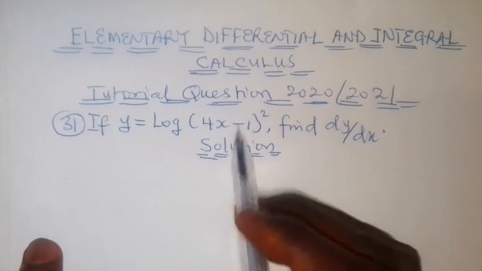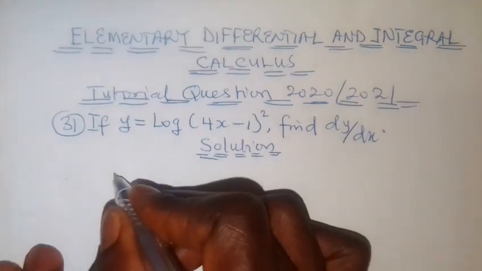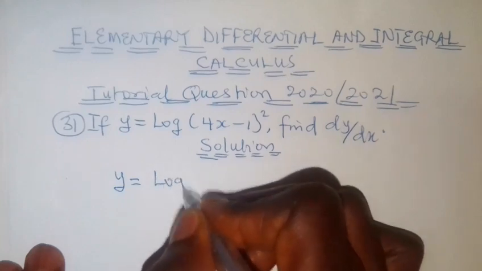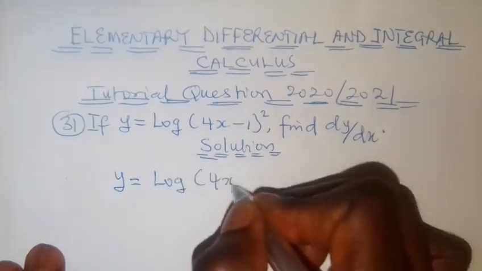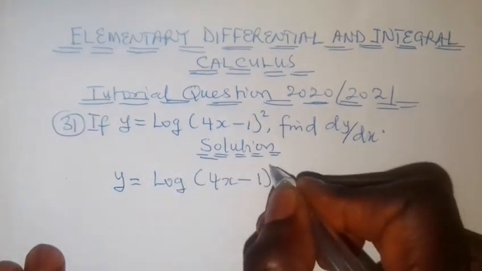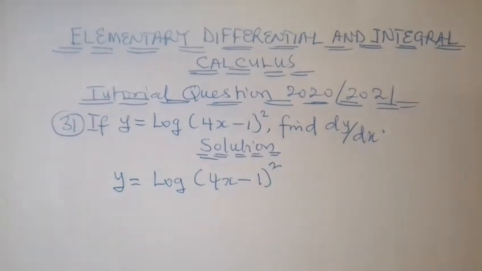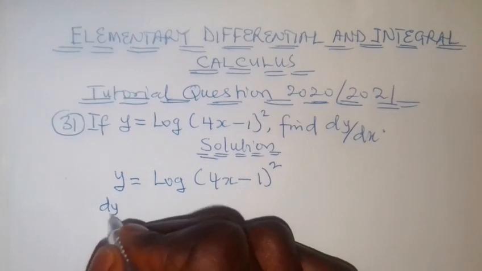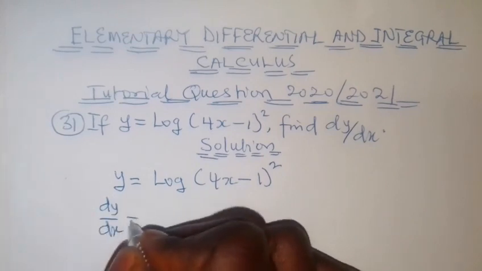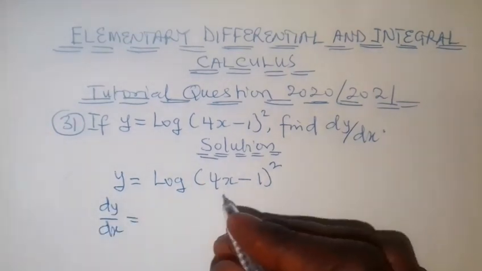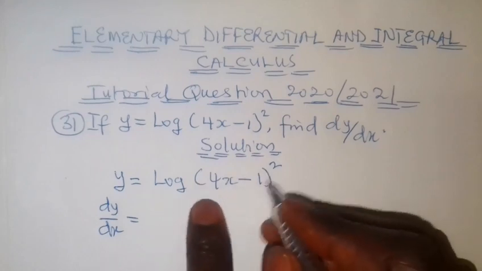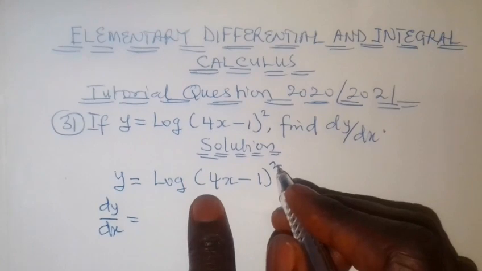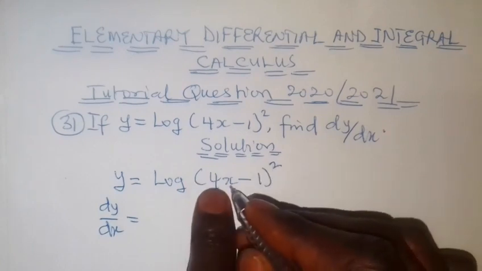Okay, so for us to answer this question, first let's write it out. We have y equals what? Log (4x minus 1) raised to 2. Okay, so the first thing to note is this. If we are taking dy/dx of this logarithmic function, we should note that what we're having here is a function of a function. That means this function carries a square, and inside the function there's another function of x.